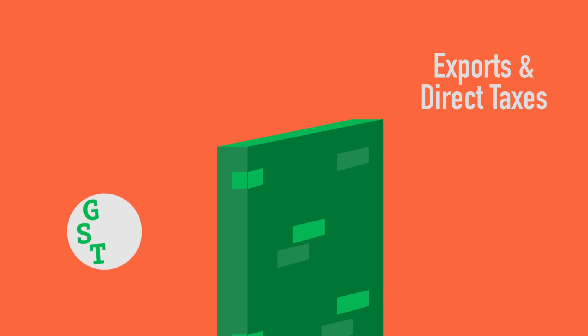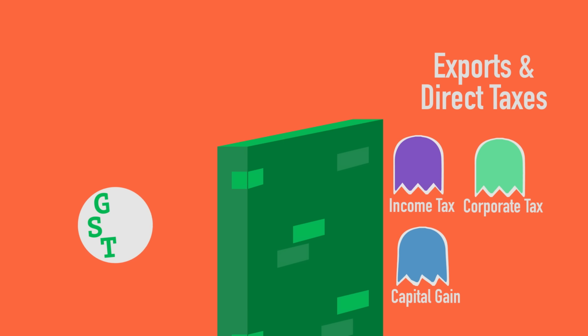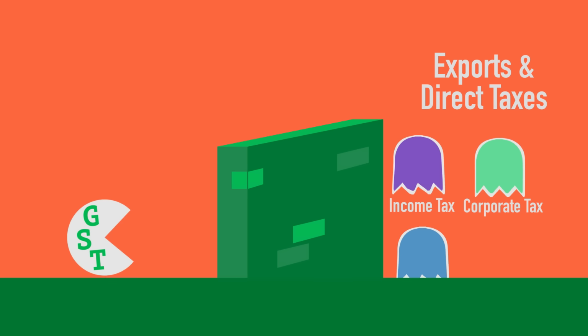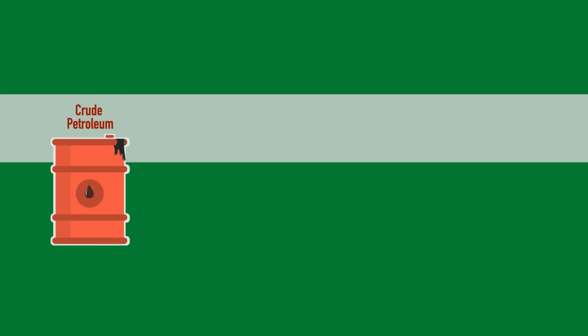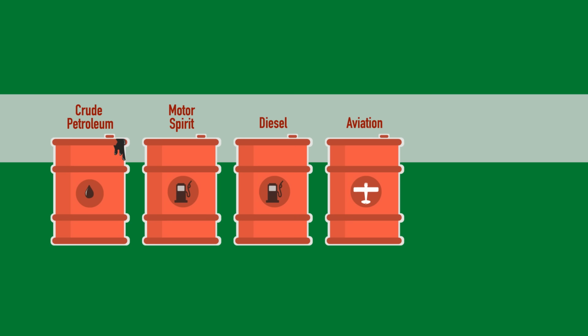Exports and direct tax like income tax, corporate tax, capital gain will not be affected by GST. GST would apply to all goods other than crude petroleum, motor spirit, diesel, aviation turbine fuel, and natural gas. It would also apply to all services barring a few to be specified in future.